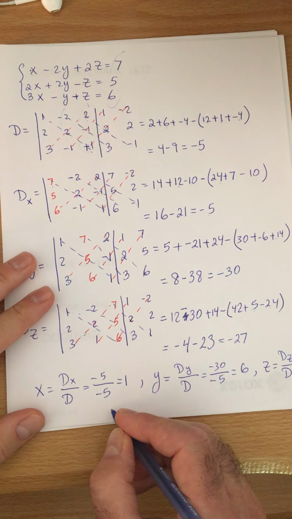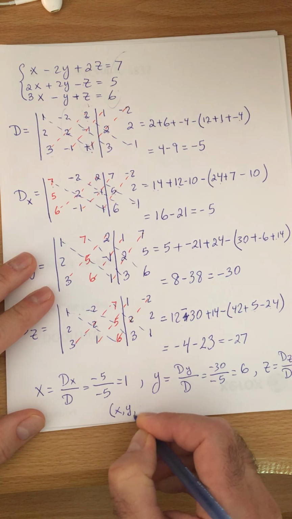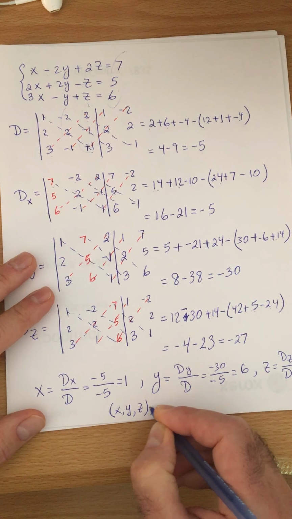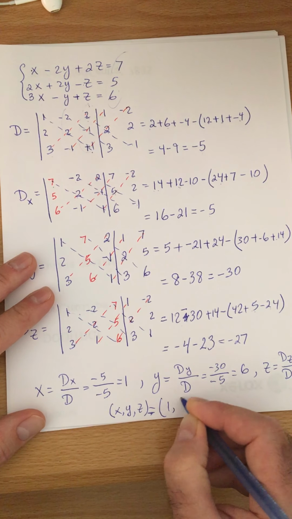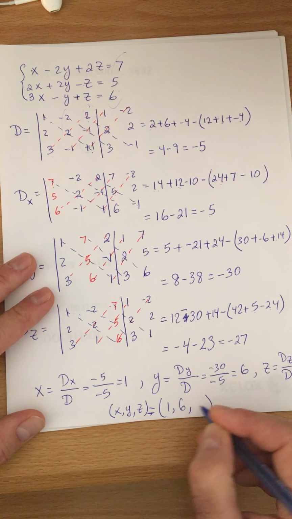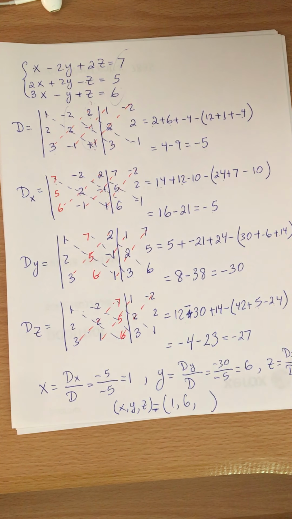So how do you show your final answer? It would be x comma y comma z. So your x is 1, your y is 6, and whatever you get for z, you put it right there, and it's finished. Okay? All right, so that's Cramer's rule and how to apply it in solving a system of 3 linear equations. All right, I'm going to check that mistake, and I'll be right with you.